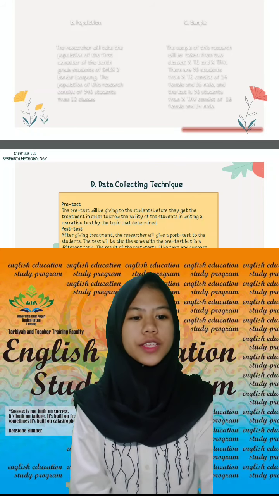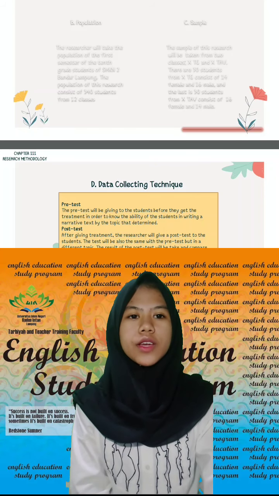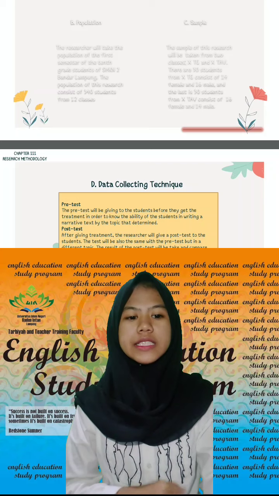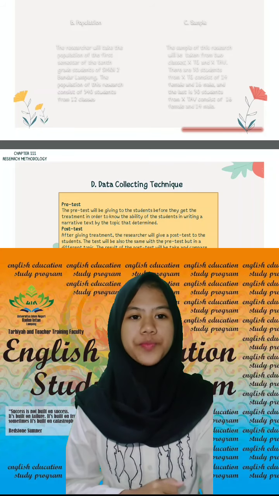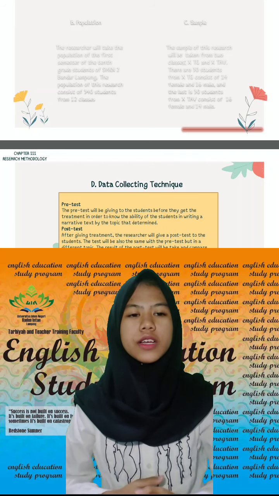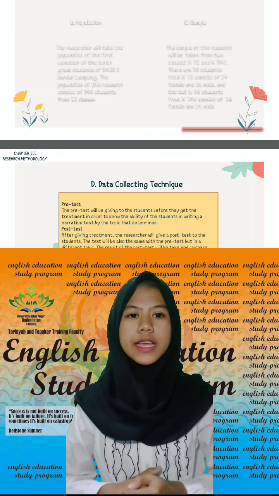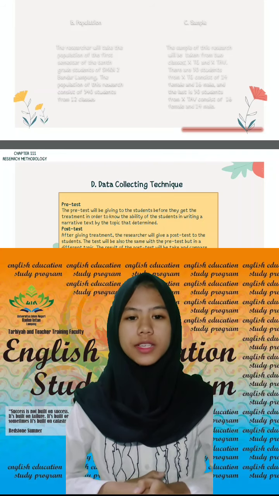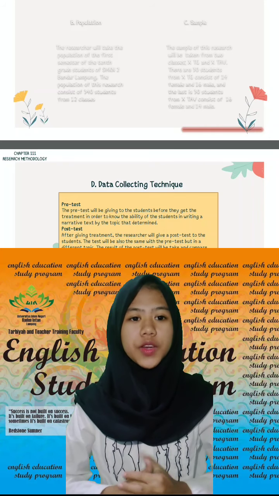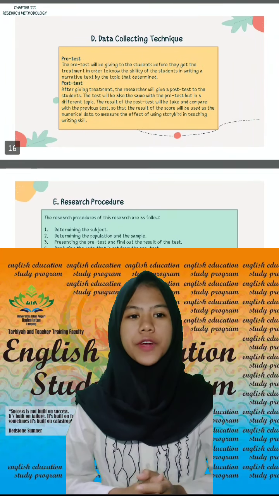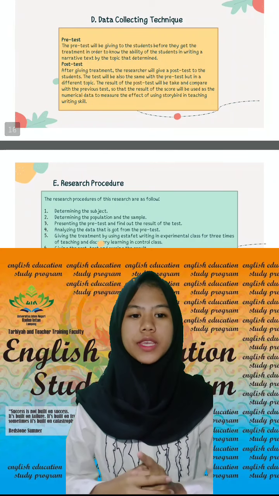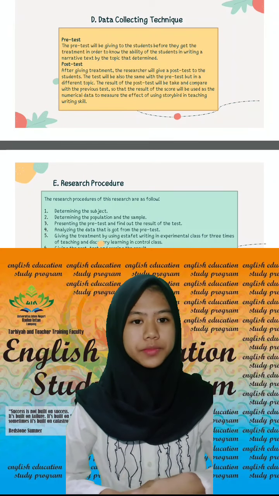The next is data collecting technique. For collecting the data, the researcher used a test. A test is used to measure individuals' competence and to reach the objective of the teaching learning process. Here, the tests are divided into two. The first is pre-test and the second is post-test.